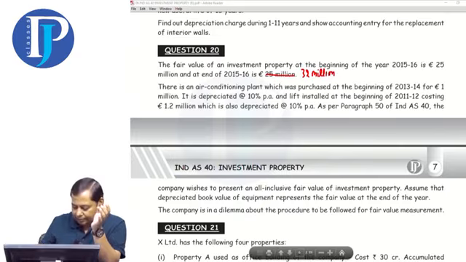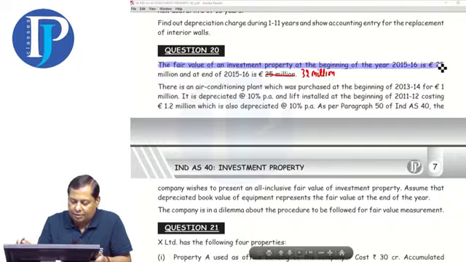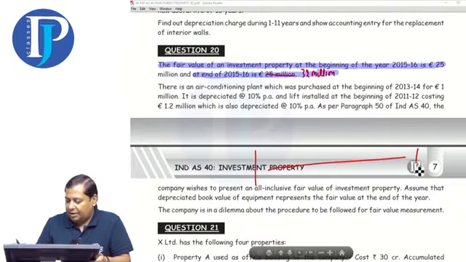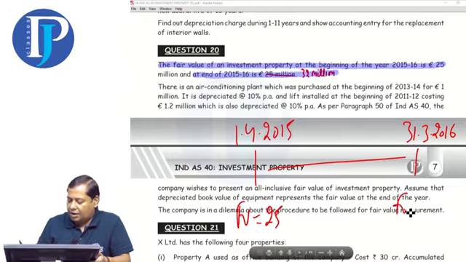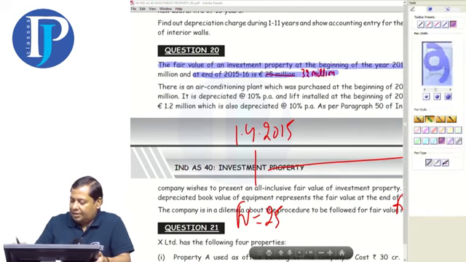I am starting to read. So listen, students, the fair value of an investment property at the beginning of 15-16 is 25 million. Now at the end of 15-16, the fair value is 32 million. I have created a timeline: 1 April 2015 and then March 31, 2016, okay? Here the fair value was 25 and here the fair value is 32. I have corrected it to 32.